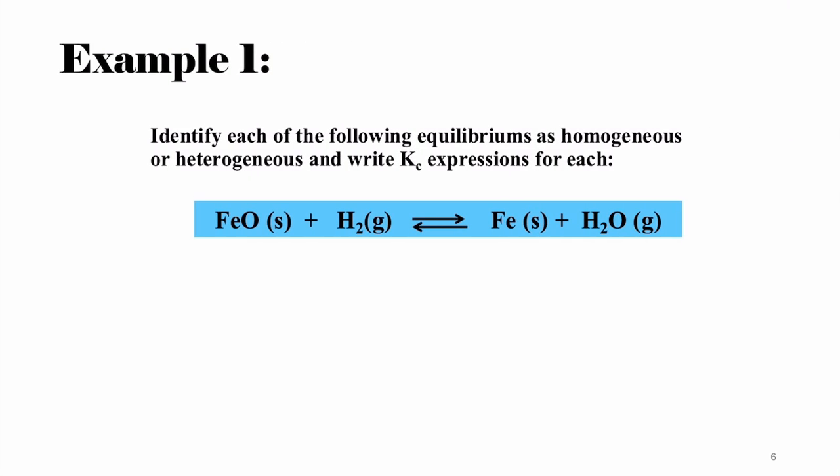Okay. So how would you identify this reaction? Would you identify it as homogeneous or heterogeneous, and write the expression for Kc for this reaction? So you have iron oxide and then hydrogen gas to form iron and water vapor for this equilibrium. Heterogeneous or homogeneous? Heterogeneous, right, because we have 2 solids and then 2 gas molecules, so it should be a heterogeneous equilibrium. And then what's the equilibrium constant for this reaction then?